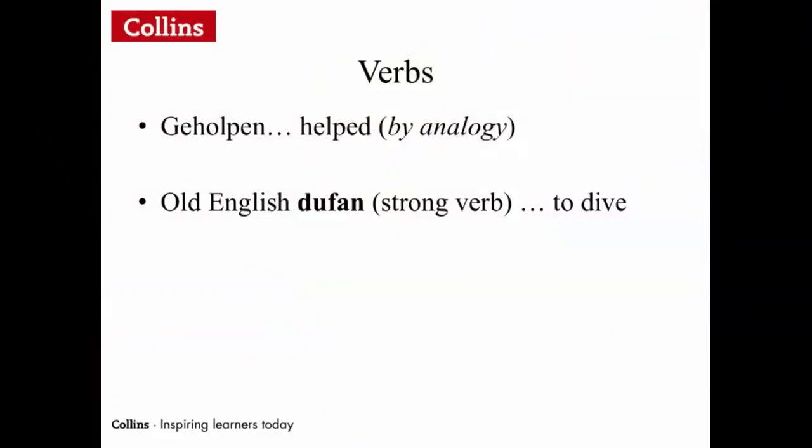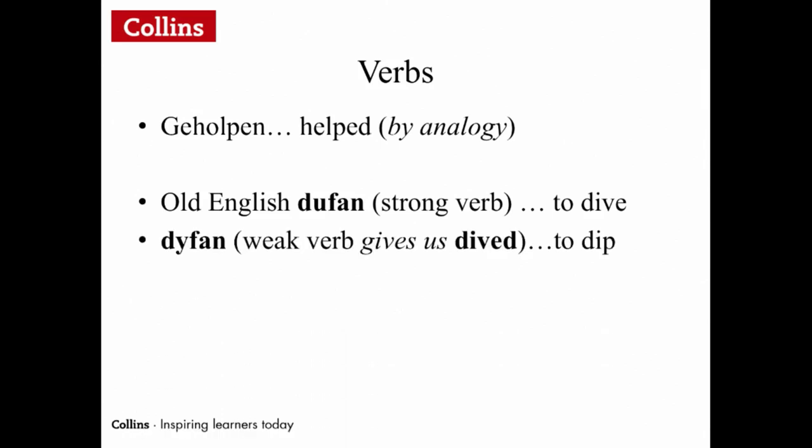Old English had two verbs, dūfan, which was a strong verb meaning to dive, and dufan, with the other oo sound, which is a weak verb meaning to dip. Now you can see that they're very close semantically: dive in water, dip in water, very, very close. And what's happened is that the two verbs have merged, okay? That dūfan, this form, has taken over and become the dominant form for all senses.